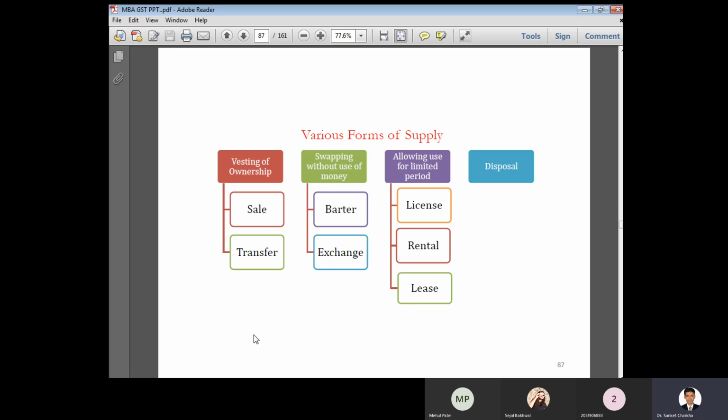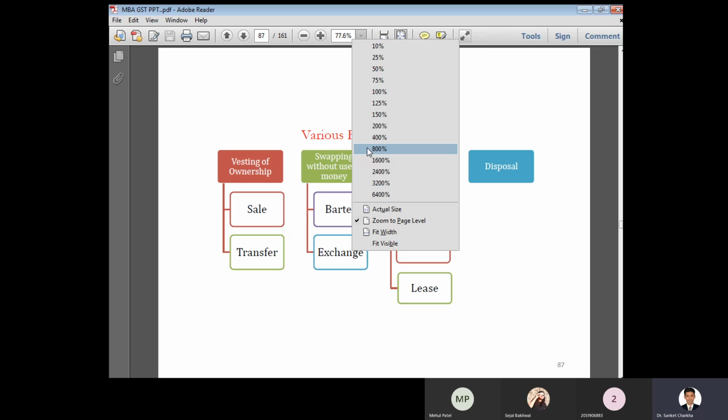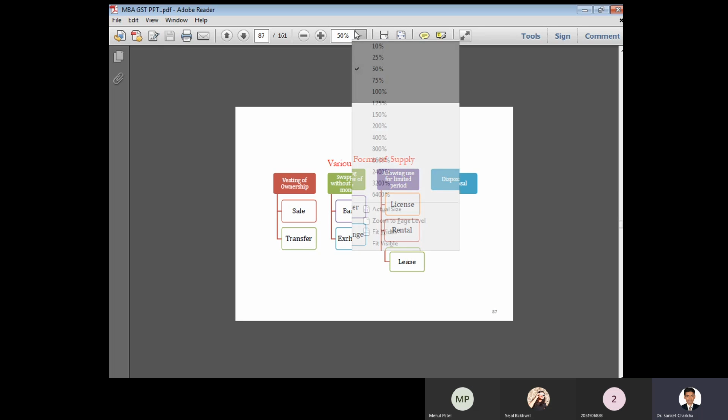And lastly, disposal. In terms of disposal, it specifically means that the goods have been ultimately disposed of and there is no exchange or further exchange of goods and services between two parties or more than two parties.